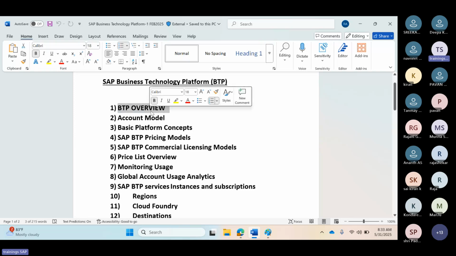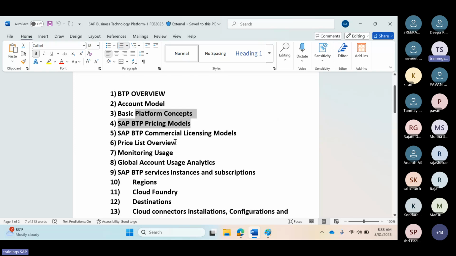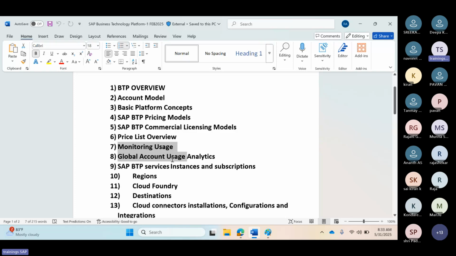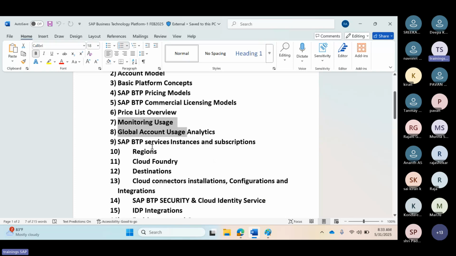First of all, the overview of the BTP, RISE with SAP concepts, and what is the cockpit, and also the accounting model, licensing model, and the basic understanding of the BTP platform, terminologies, pricing models, and the pricing list. Where can I monitor the usage analytics, and everything here. So these are all the subtopics in the BTP, like what regions are available, and Cloud Foundry.